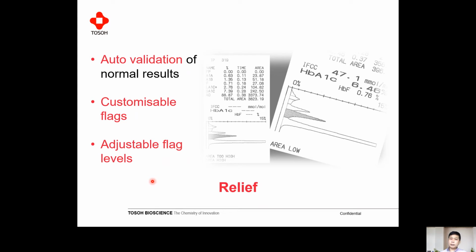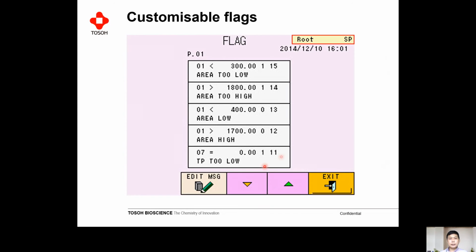But if you do not know what is correct or wrong, we will just provide you a standard one, which we always do for all our customers, to follow our flag settings. An example of the flag: area too low with a flag 1, area too high, flag 1 means the result is not reportable. But if it's just area low, it's still within the acceptable limit, we can report the result.